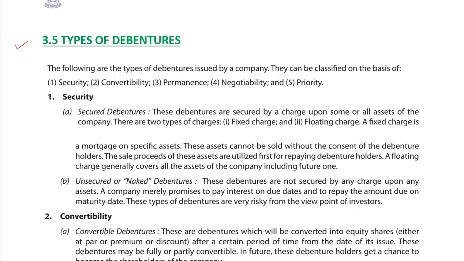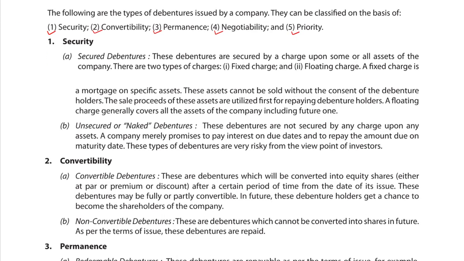Types of debentures. The following are the types of debentures issued by a company. They can be classified on the basis of security, convertibility, permanence, negotiability and priority. On the basis of security, secured debentures. These debentures are secured by a charge upon some or all assets of the company. There are two types of charges: fixed charge and floating charge.